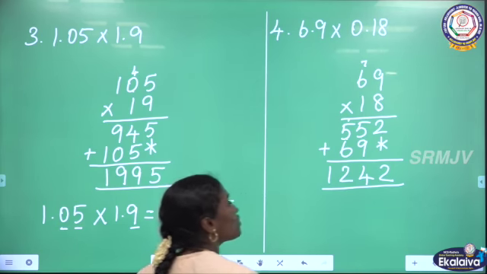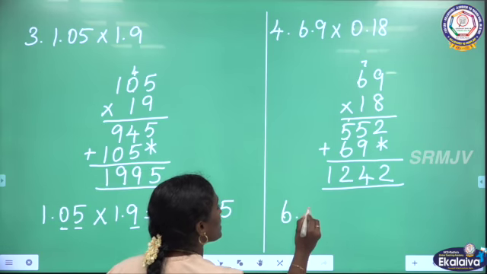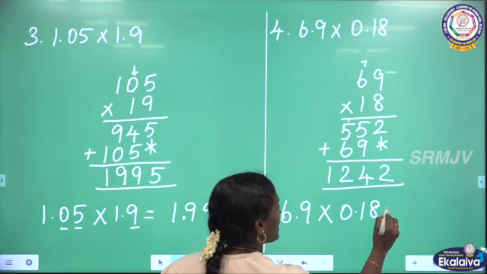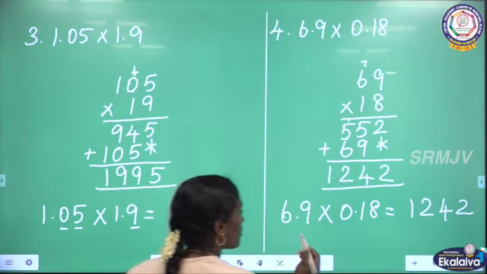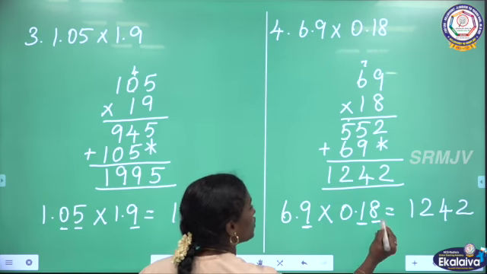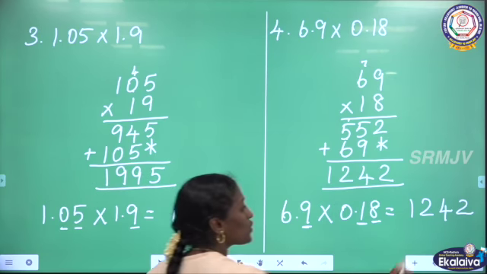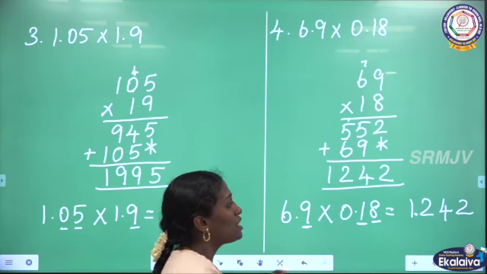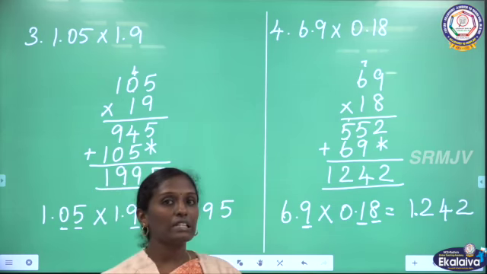We got 1242. Now we are going to write the answer for the given question, 6.9 into 0.18. We got 1242. Okay, how many decimal places are there? In the first number 1, in the second number 2. So in the answer we need 3 decimal places. So from the last, before 3 digits we have to keep the decimal point. So the answer is 1.242. Is it clear, children?